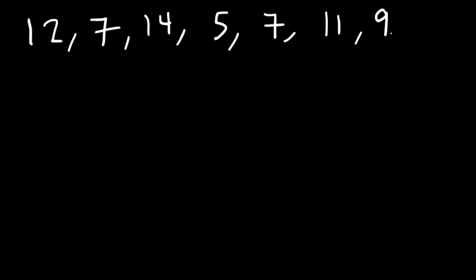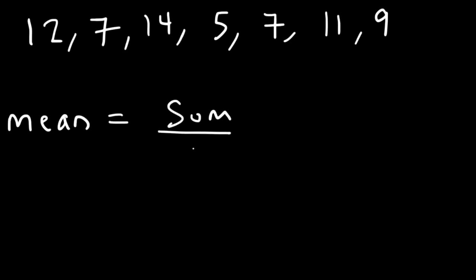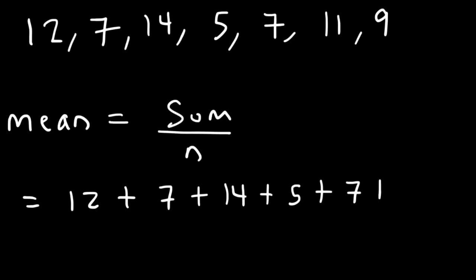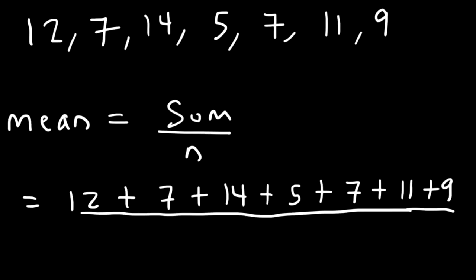What would you do to find it? To find the mean, which is basically the average of the 7 numbers, you need to take the sum of the 7 numbers and divide it by the number of values that you have, which is 7. And so that's how you can calculate the average or the arithmetic mean. So let's go ahead and do that. Let's add up 12 plus 7 plus 14 plus 5 plus 7 plus 11 and plus 9. And since there are 7 numbers, let's divide it by 7.